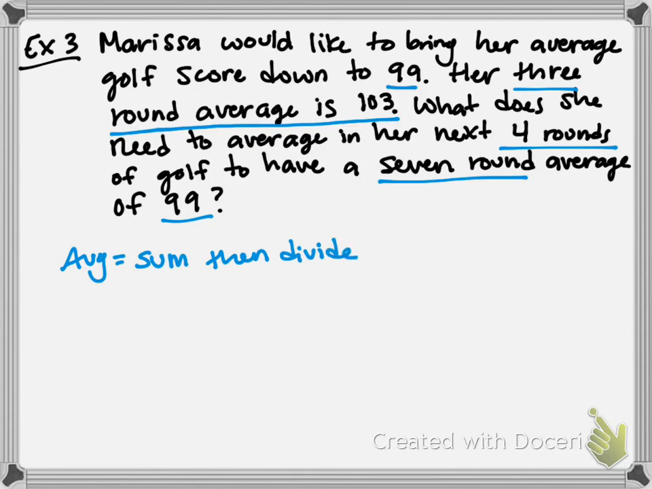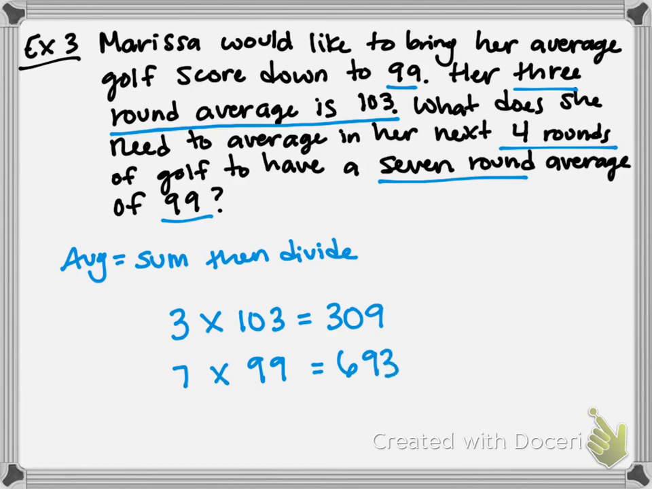So we want her overall average to be a 99, but we need to figure out what she needs to get there. So she played 3 rounds of golf, and she averaged 103. So we're going to take those 3 rounds and multiply by 103. And that means that we don't know the combination for those 3 rounds, but her total number of points was 309 points. And we know that in her 7-round average, we want it to be 99. So that means that in 7 rounds of golf, if her average is 99, she's going to need to score 693. She's going to need a score of 693.